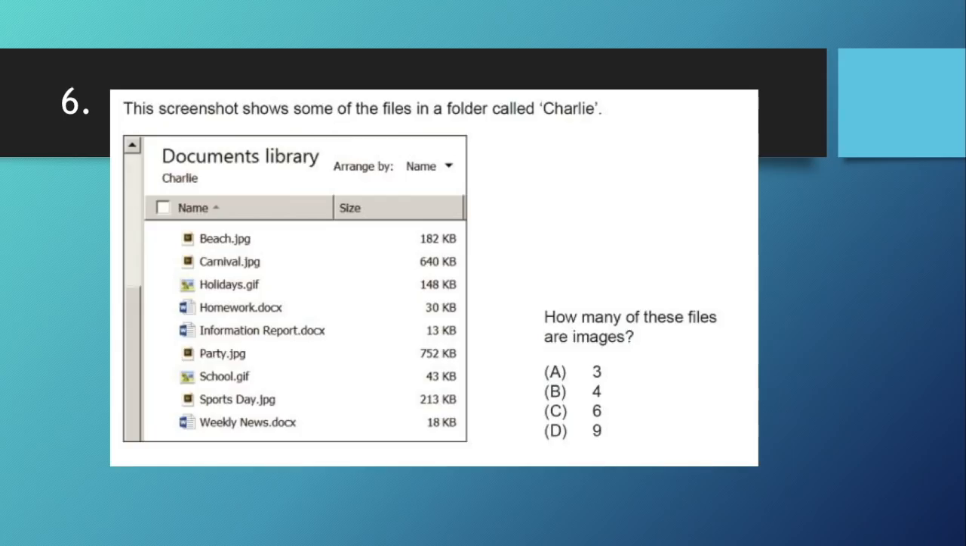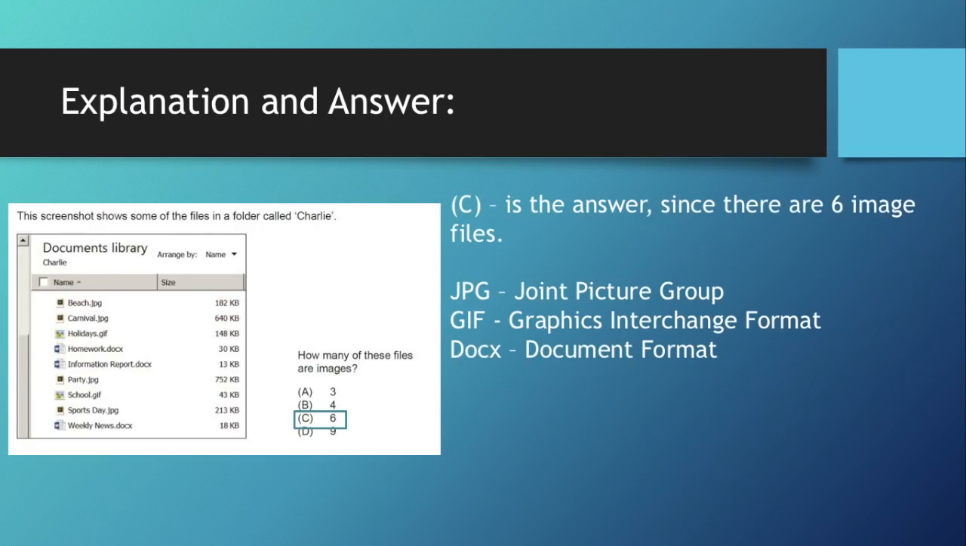This question is about how many files are images. C is the answer since there are 6 image files, which are 1, 2, 3, 4, 5, 6. Also, there are 3 different file types in Charlie's document library, which are JPG, joint picture group, GIF, graphics interchange format, and docx, document format.